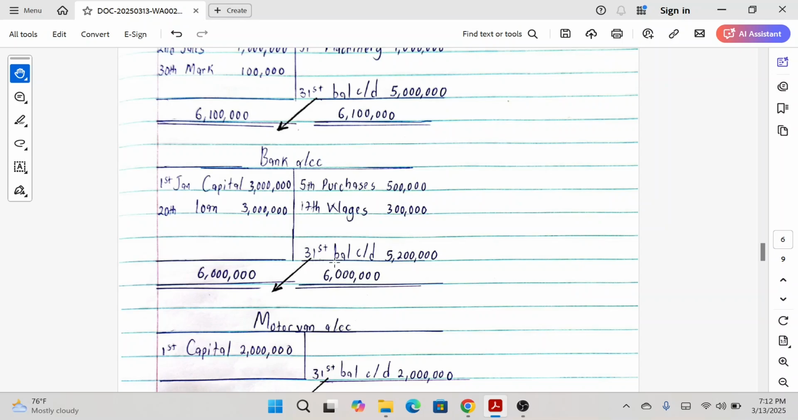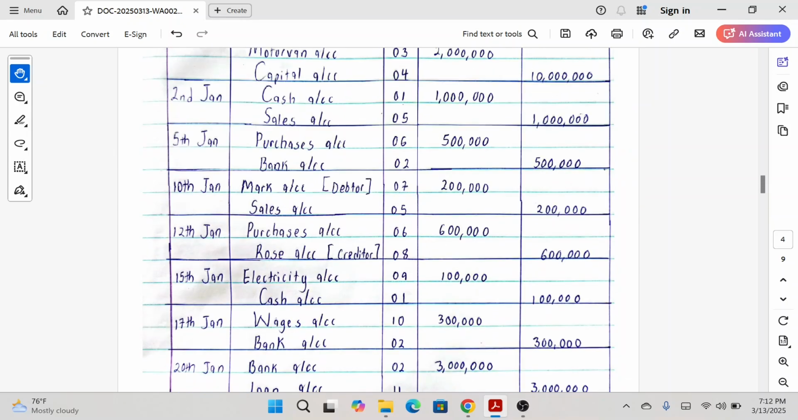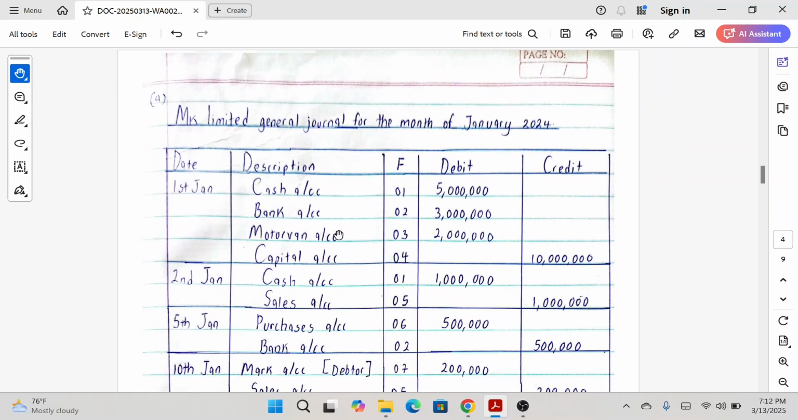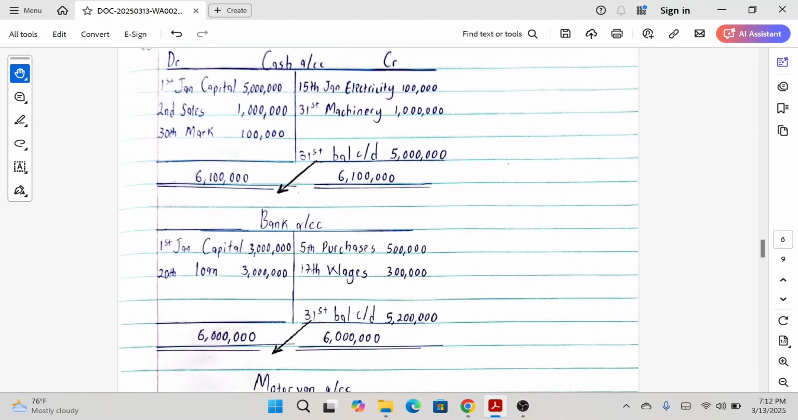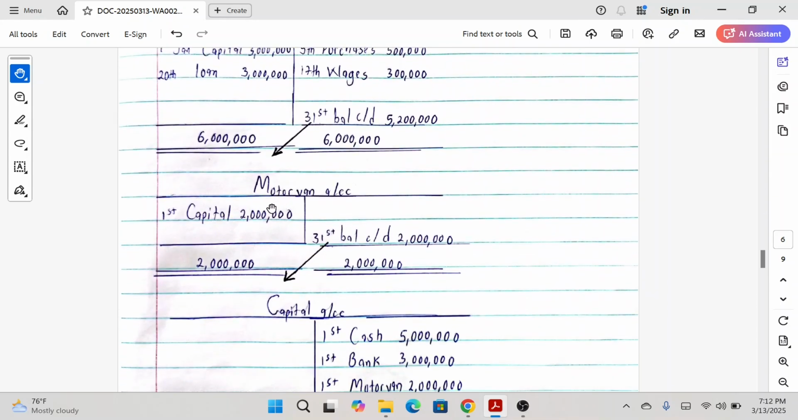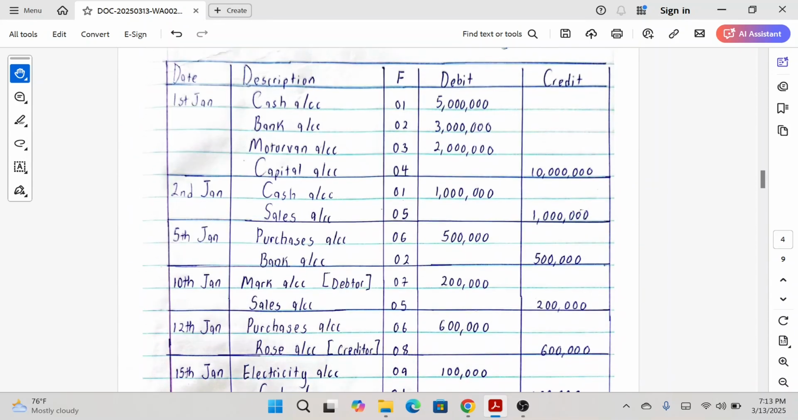So we go to the next one, which is motor vehicle. When we look at motor vehicle, we have 2 million, and this 2 million goes on the debit side. Money is coming from capital. So we go to the T account of motor vehicle, and you can see motor vehicle on the debit side of the T account. We have first capital of 2 million. Then you're going to see that we don't have any other. So we only had motor vehicle once.